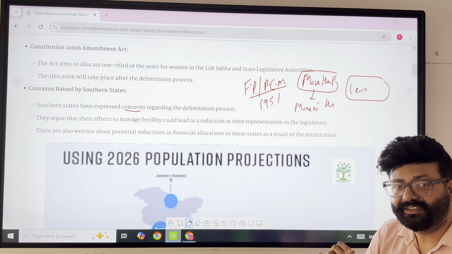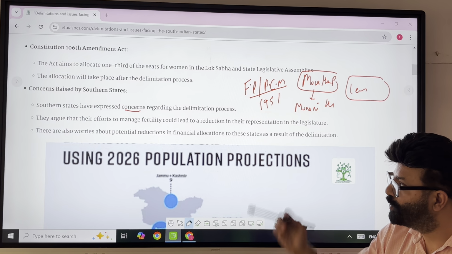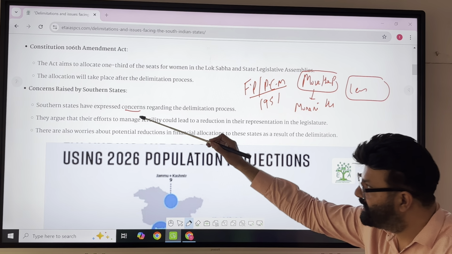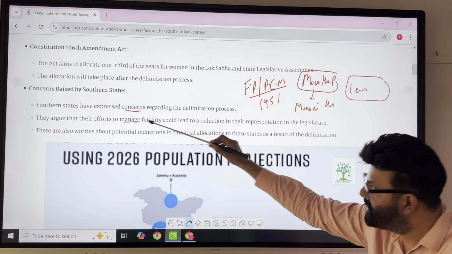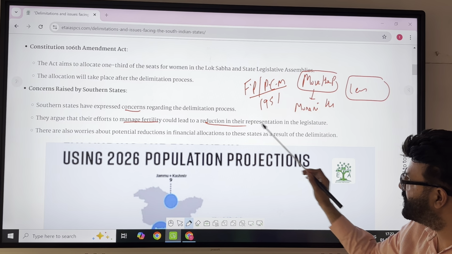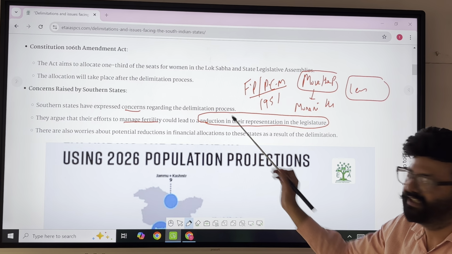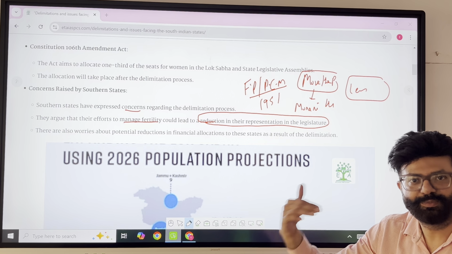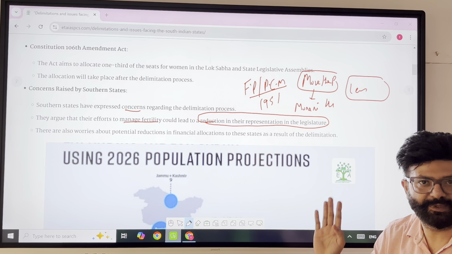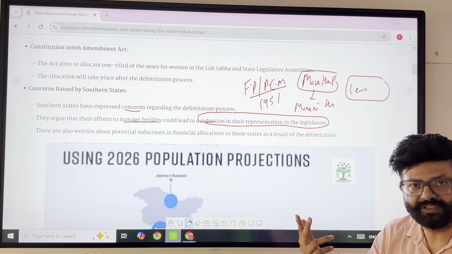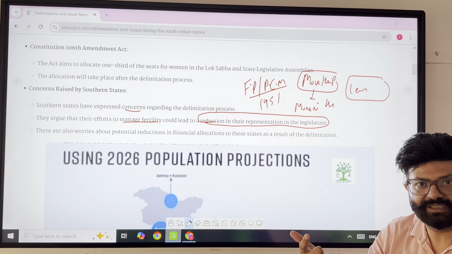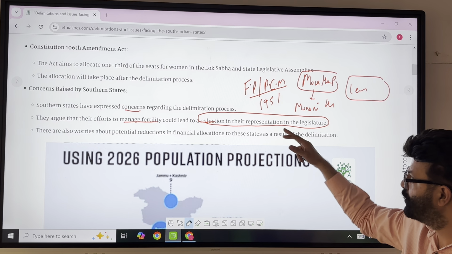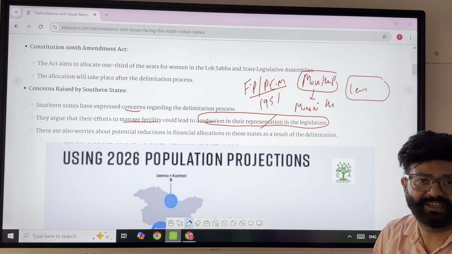So why are southern states concerned? They will lose on 2 aspects. First is they argue that their efforts to manage fertility could lead to reduction in their representation in the legislature, because the more the population, the more the number of seats will be provided. So delimitation does what? Delimitation readjusts the population. So that is their first concern. It will lead to less representation in the legislature.